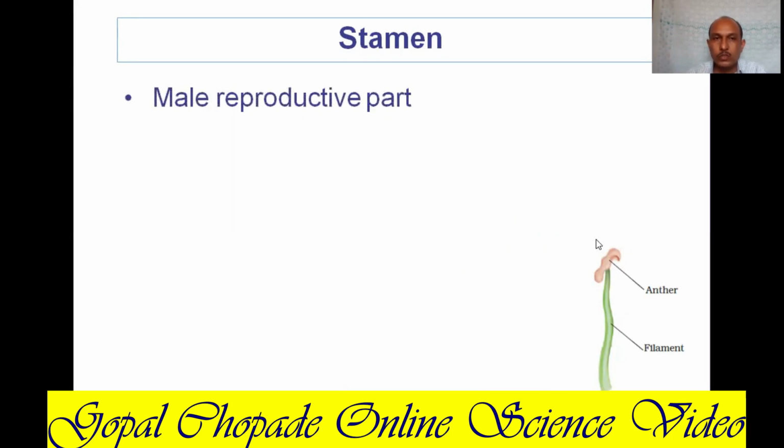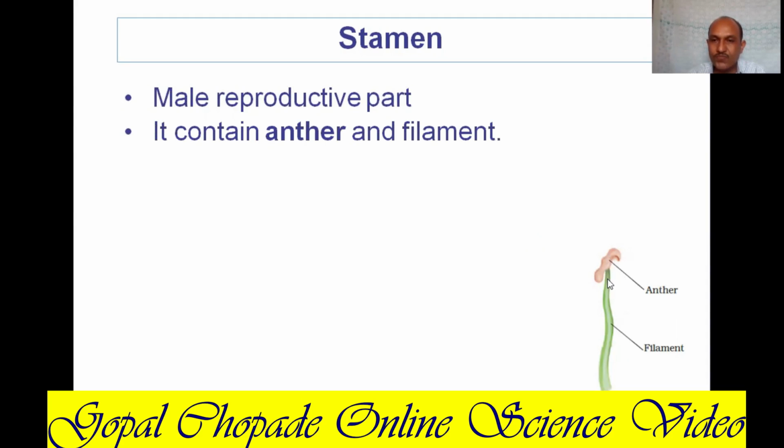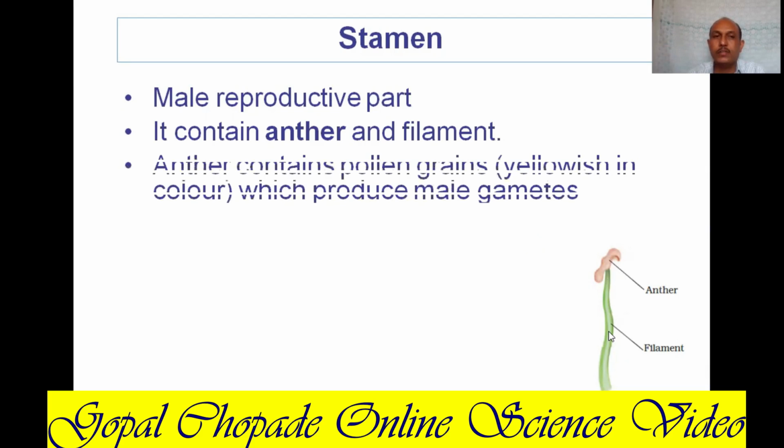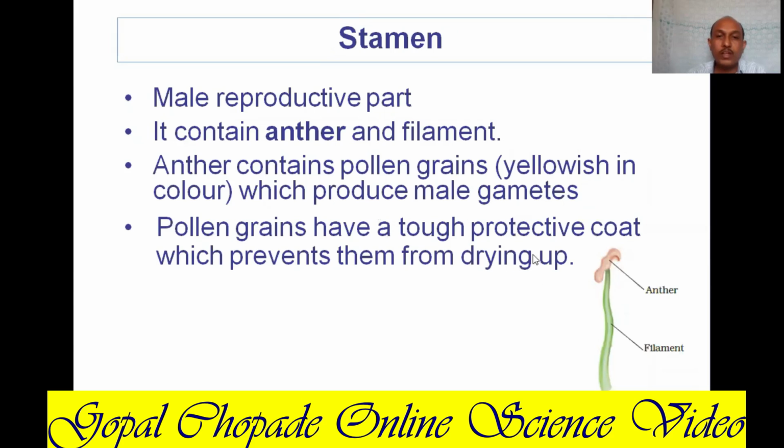See, the stamen is a male reproductive part. It contains, here at the tip, an anther and a stalk called the filament. The anther produces pollen grains. Generally, when you touch a flower, a yellowish powder will attach to your hand. That yellowish color is nothing but the dust of pollen grains, which produce male gametes. So male gametes are present inside the pollen grains, and pollen grains are produced in the anther. Pollen grains have a tough protective coat or layer, which prevents them from drying up, so they preserve the pollen grains.